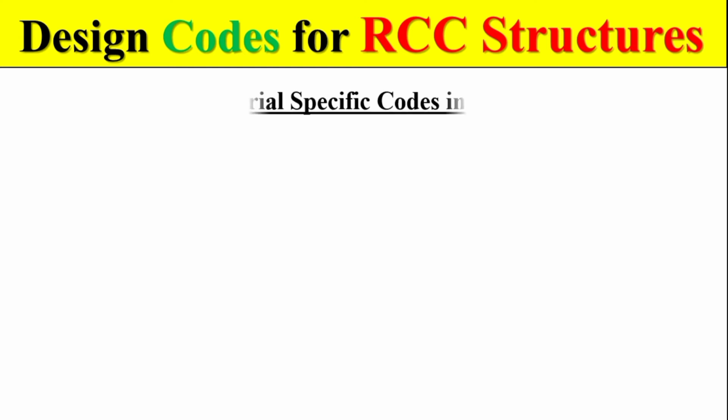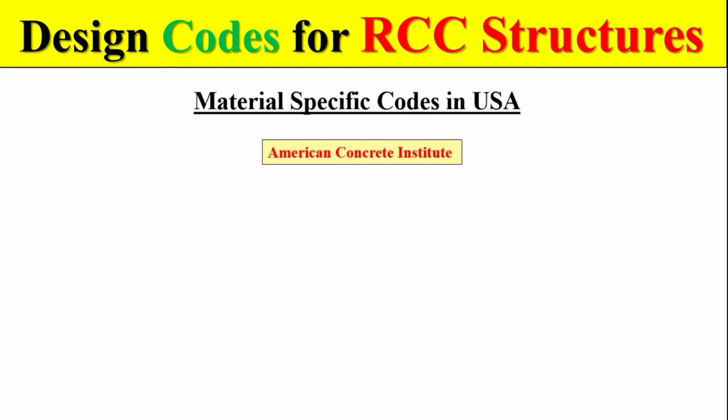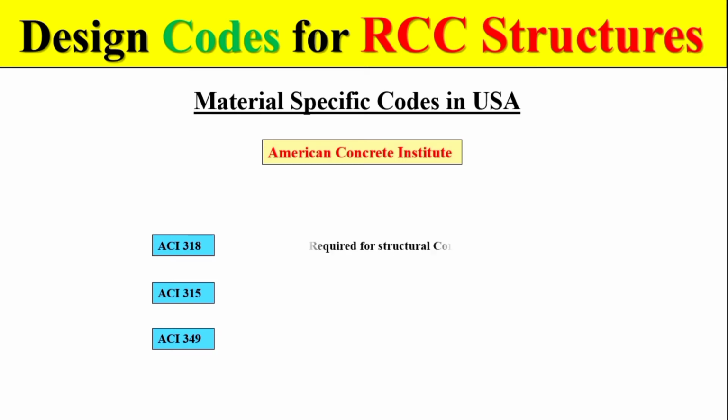And now come to the material specific code in USA. Remember, these codes are introduced by the American Concrete Institute, and they have different categories in the form of ACI 318, ACI 315 and ACI 349. ACI 318 basically covers the building code requirements for structural concrete design. After that we have ACI 315.